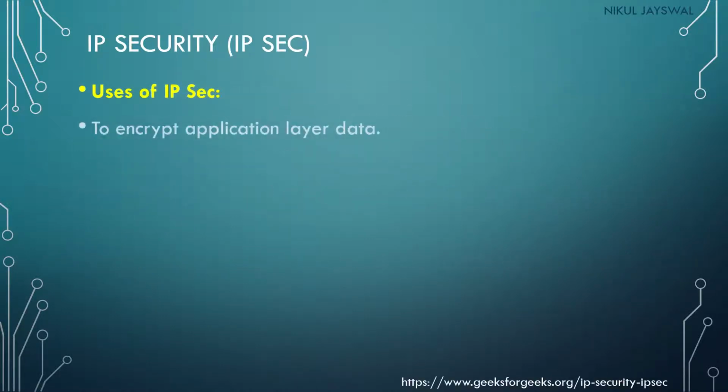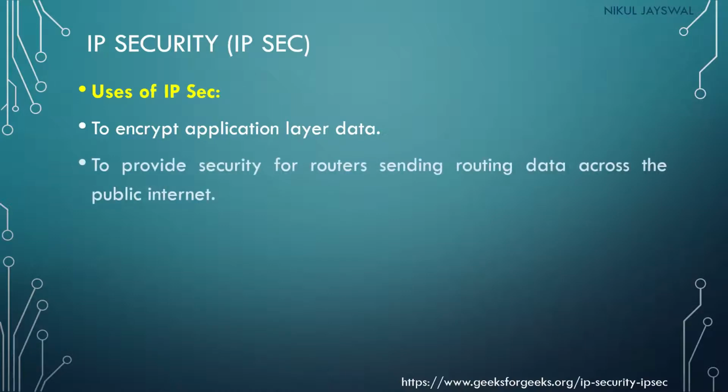So, uses of IPsec. The first is to encrypt the application layer data. By default, TCP/IP does not provide an encryption and decryption mechanism for secure communication. But if we use IP security in the IP network, we can encrypt the application layer data for better security. It will also provide security for the router sending routing data across the public network.